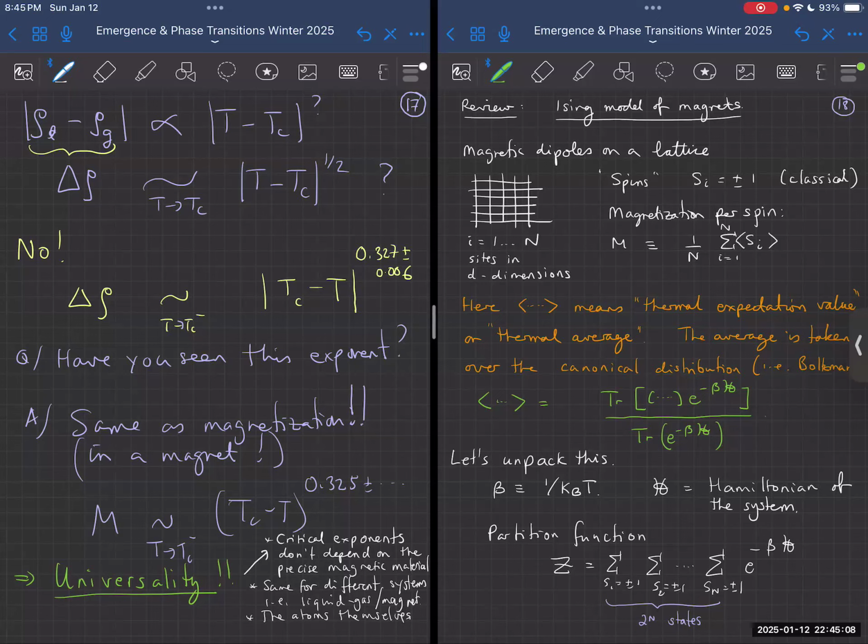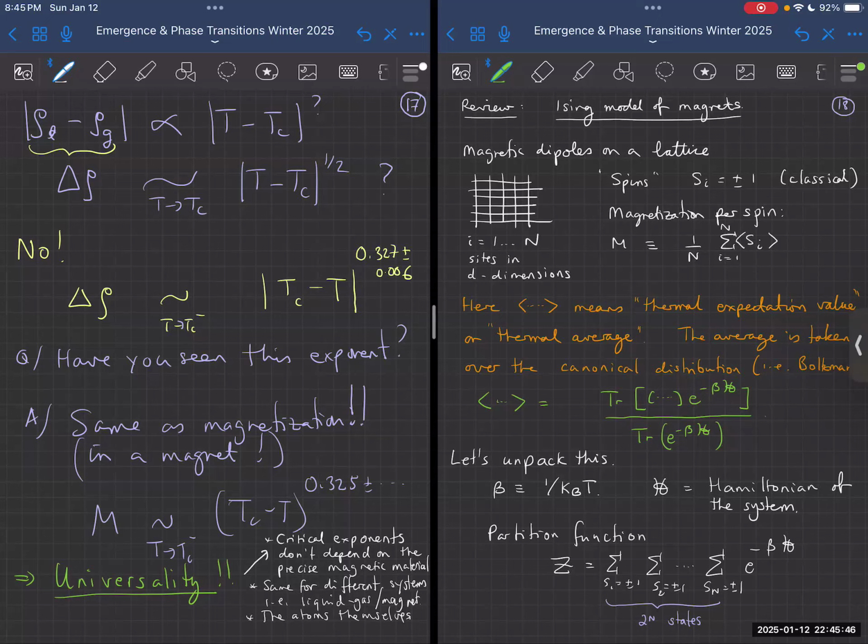And when we talk about the magnetization per spin, what we're talking about is the expectation value of S_i summed over n and then divided by n. Now let's just unpack this. When I write down this angle bracket, I want to mean by that a thermal expectation value, sometimes called a thermal average. That average is taken over the canonical distribution, which is usually the Boltzmann distribution. And so the formula for the expectation value of something is that something itself times e to the minus beta times the Hamiltonian of the system divided by e to the minus beta Hamiltonian.